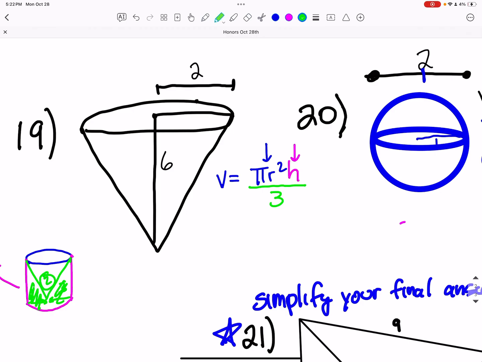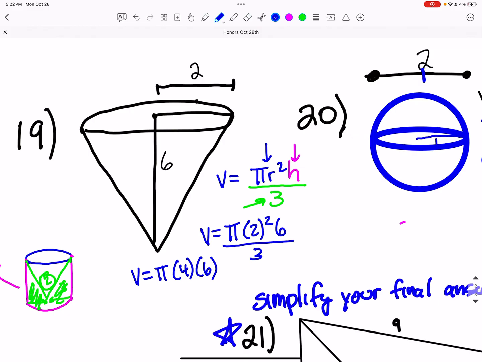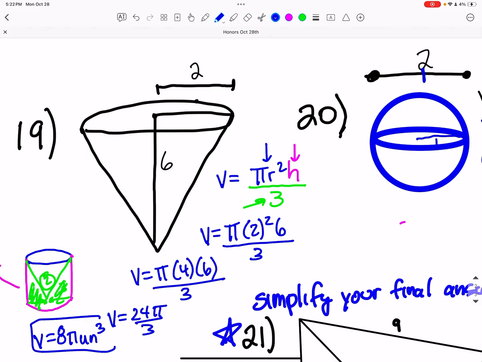And then we crush the bottom, so we divide by 3. So let's plug all this in. Volume equals pi times the radius, which is 2, squared, times 6 for the height, and then divide by 3. Volume equals pi times 4 times 6, which is 24 pi, divided by 3. So volume equals 8 pi, and these are 3D units, so you say units cubed.